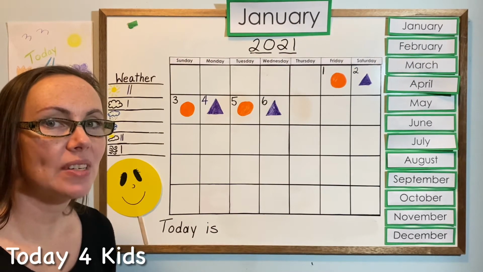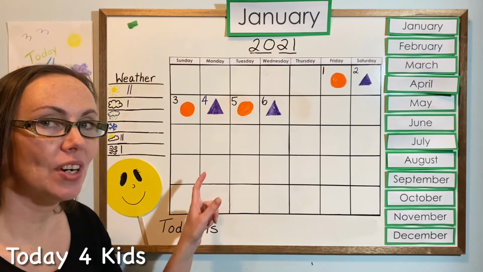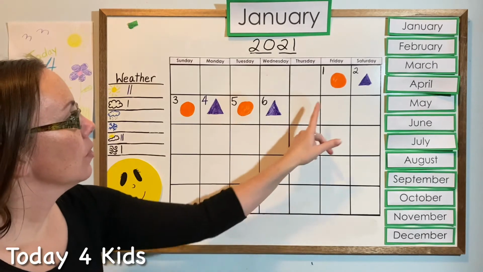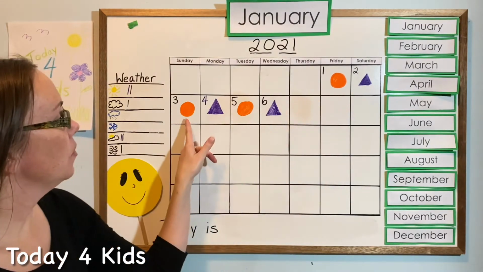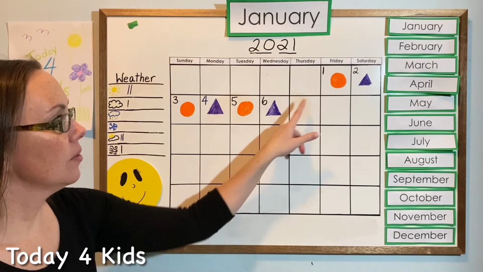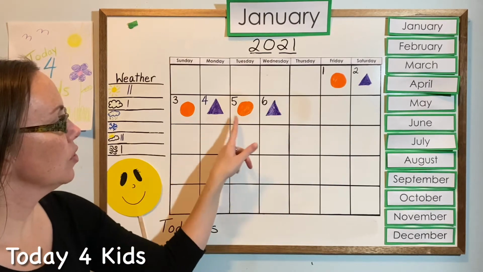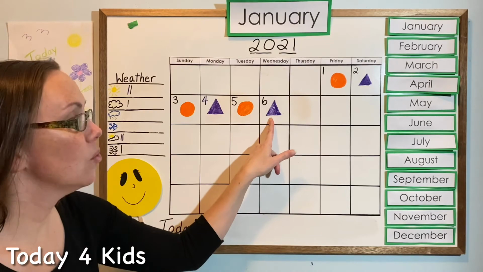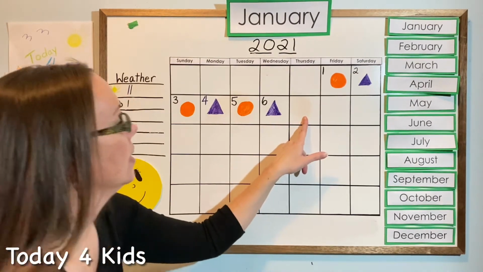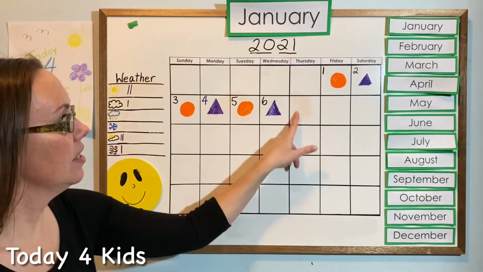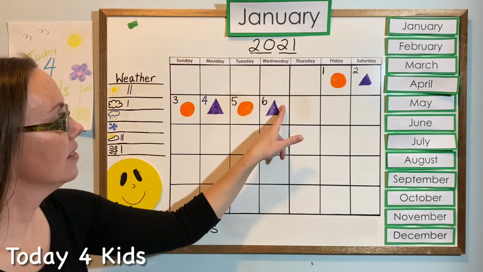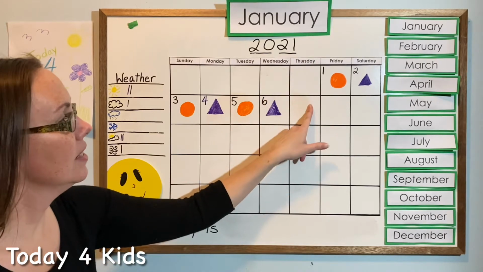Let's find out together. Can you look on the board and see where our pattern ended? We were coloring the squares with shapes in a pattern so that we know which days we've been through, and then that also tells us what day it is today. So let's start. Here is today. Yesterday was Wednesday. Today is Thursday.